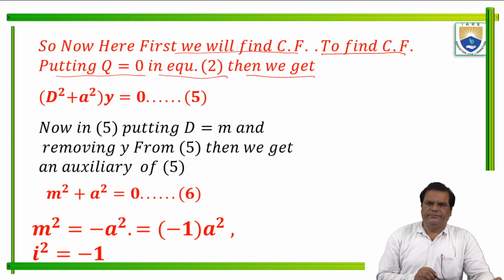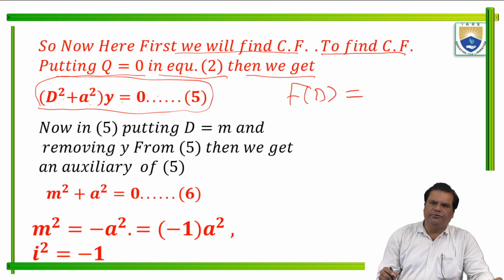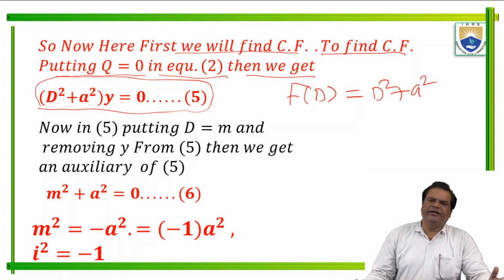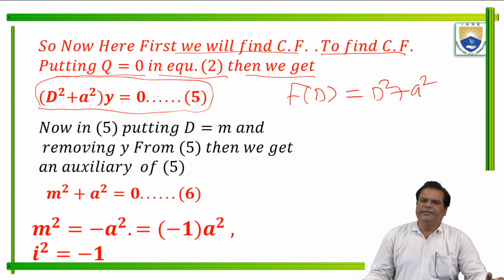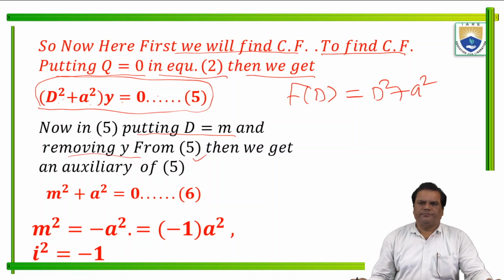Then our equation converts into equation 5: D square plus a square y equal to 0. This is the D form. The function F(D) equals D square plus a square. This is F(D), the derivative form. The equation is in derivative form.